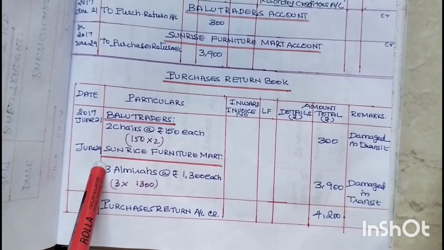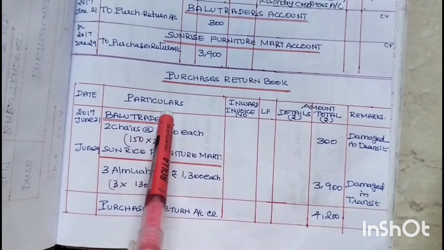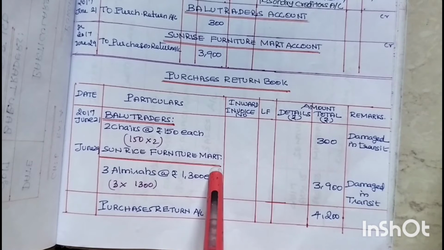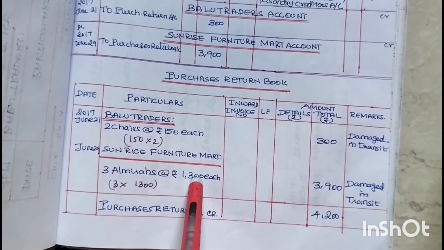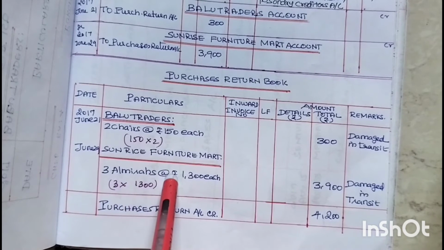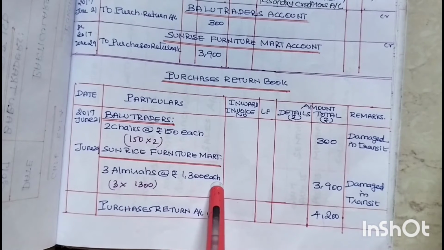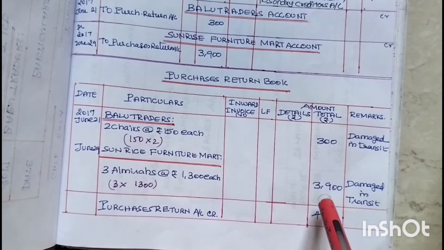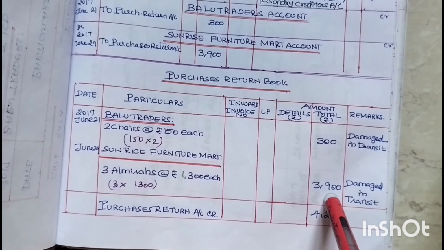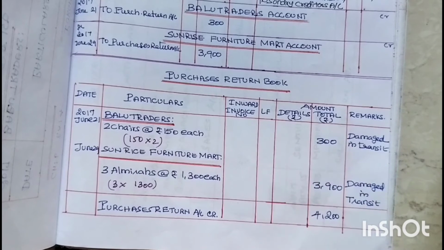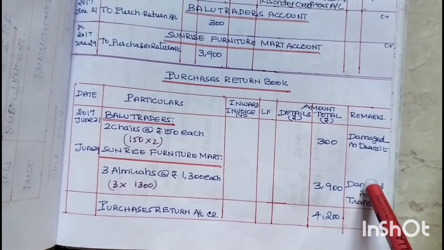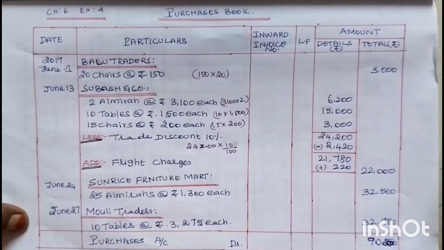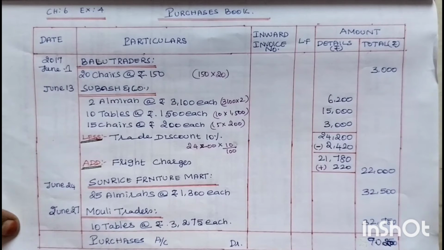Enter the supplier name, Sunrise Furniture Mart, into the particulars column. The details of the items we have to return go below: 3 almirahs at rupees 1,300 each. How much do we get? We got 3,900. We enter that amount into the total column directly. In the remarks column, we have to write damaged in transit. Okay, we entered all the given transactions into the purchases book and purchases return book.